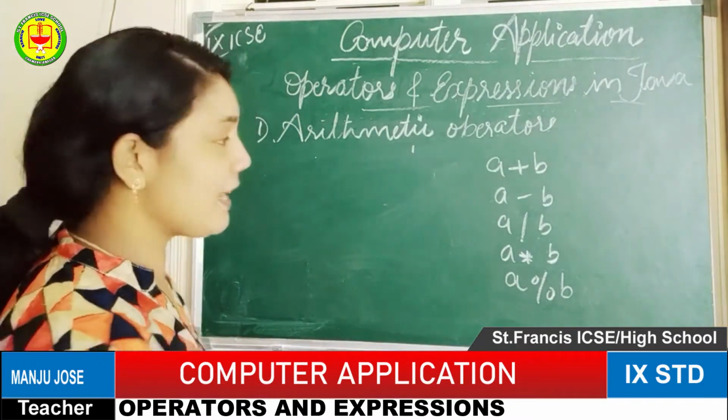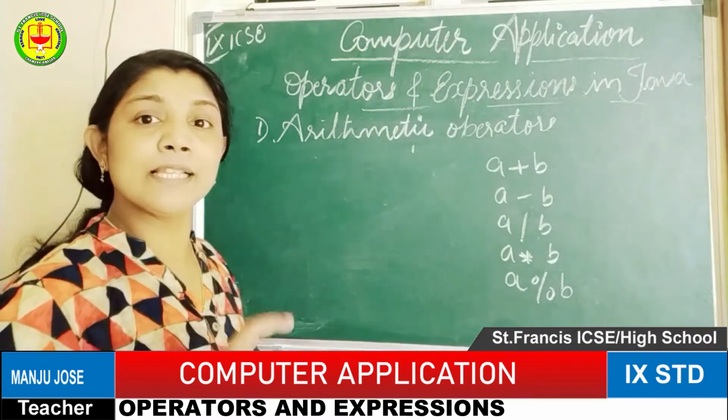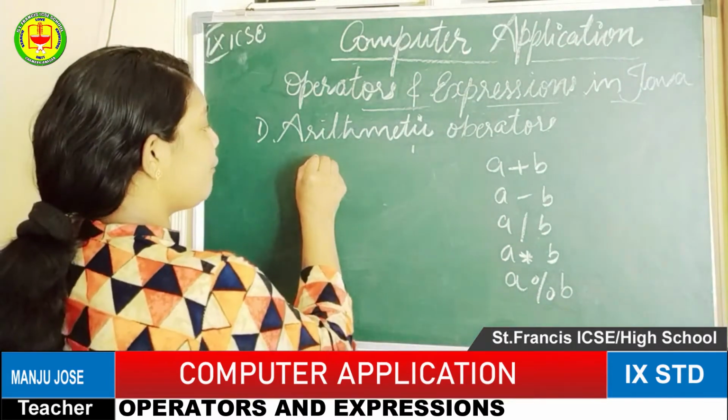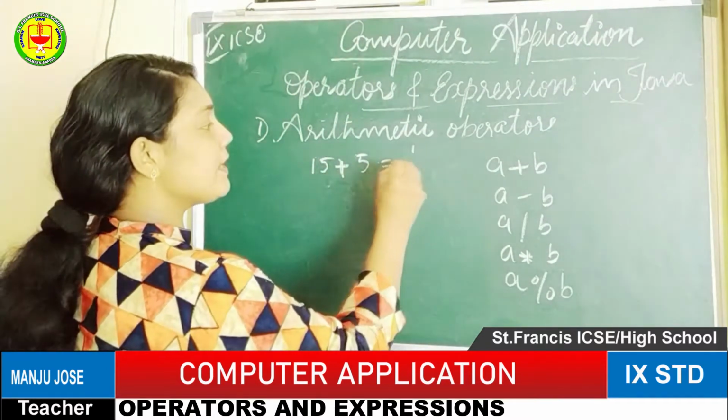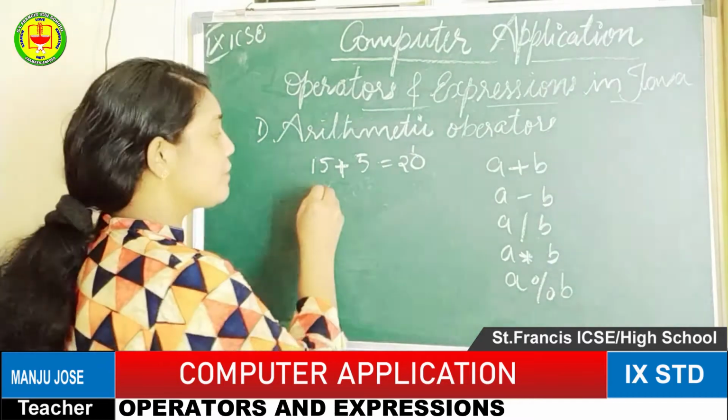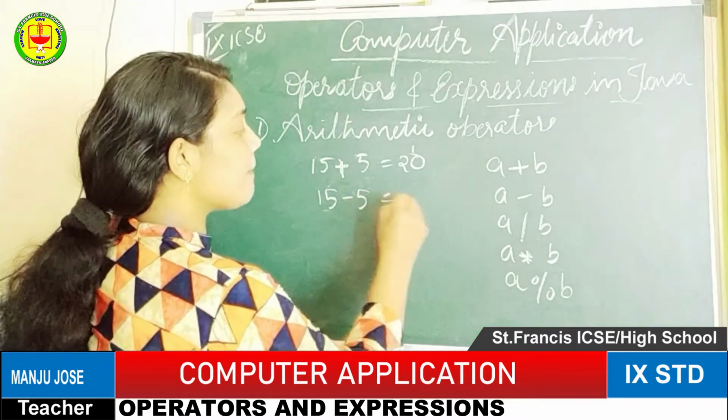You already know how each operator works, but I will explain. A plus B means two numbers are added together, for example 15 plus 5 gives 20, that means addition. 15 minus 5 gives 10.